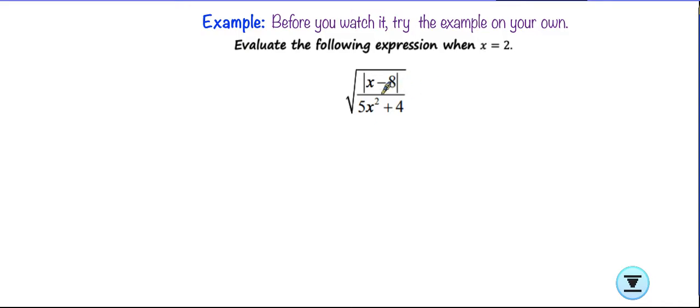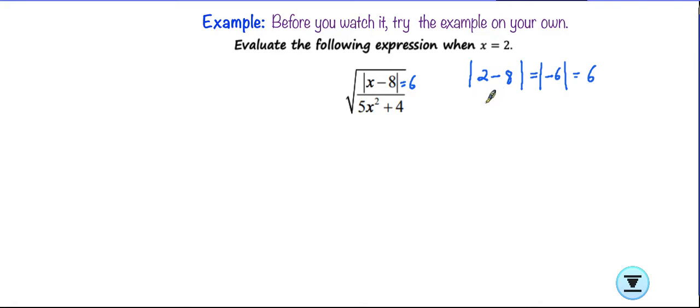So let's check the top part. Top part, I see a big bar. I know this is absolute value. So I put a 2 for x, so it's 2 minus 8. 2 minus 8, I know is -6, right? But do not forget, we do have absolute value, so it should be 6. So the top part is 6. Let's label it here.